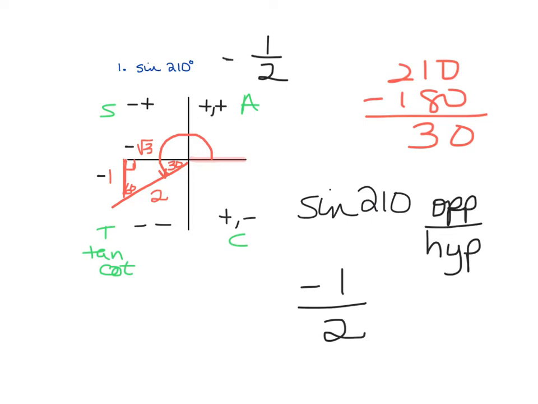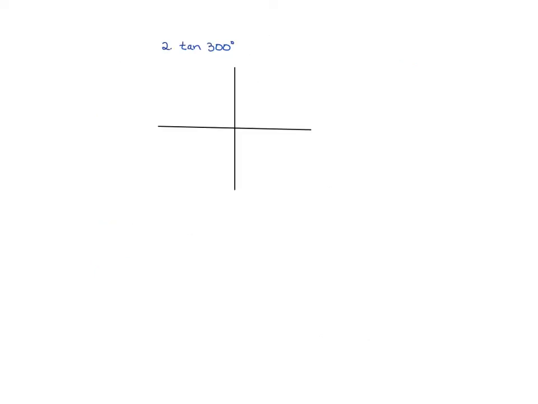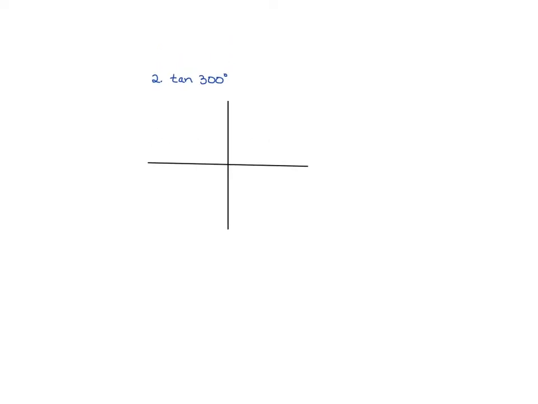Let's try another one. This time we're going to do tangent. Okay, so I know for tangent I'm doing opposite over adjacent, but the first thing I need to do is figure out which triangle I'm going to be drawing. So I'm going to draw my 30-degree angle. Now, if you don't want to draw it, notice that this 300 is going to be in the fourth quadrant. So I'm going to subtract 300 from 360.